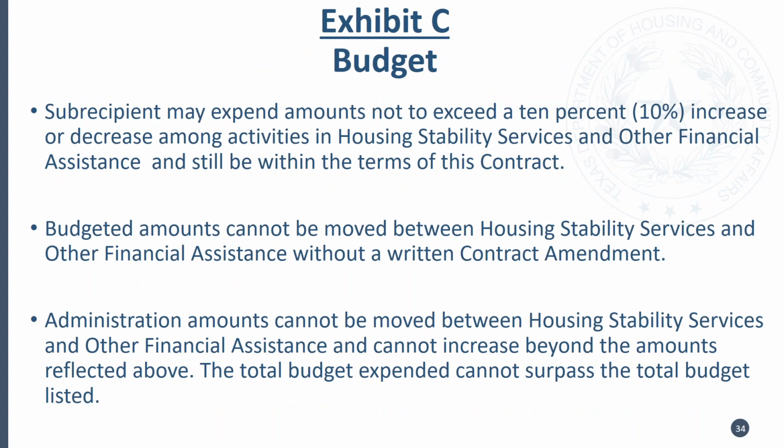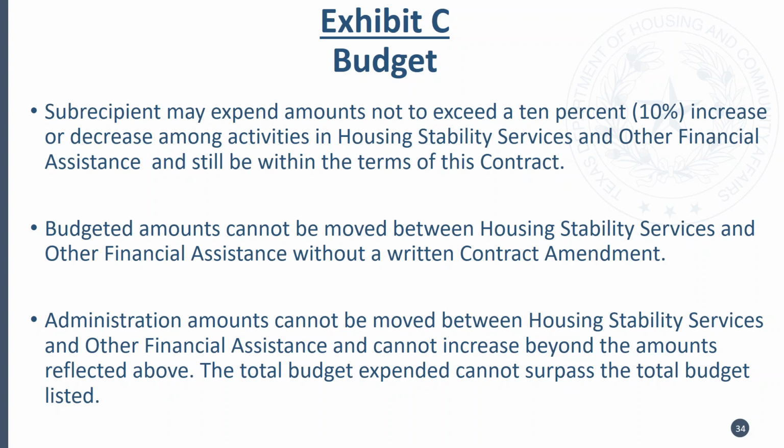So Exhibit C, budget. I know for a fact everybody worked on that since we reduced everybody's funding amounts. Let me rephrase this. You can move up to 10% of your funds among the activities in HSS and other financial assistance buckets without an amendment or staff approval. So if you want to move some funds between two different activities, you see one's really taking off and one's not, you can move up to 10% without telling us.